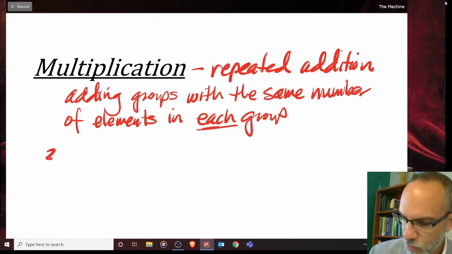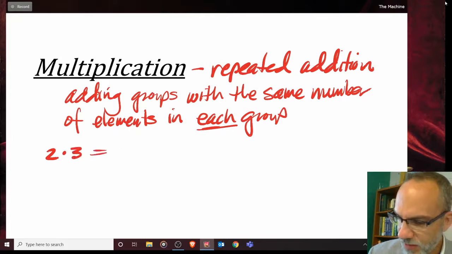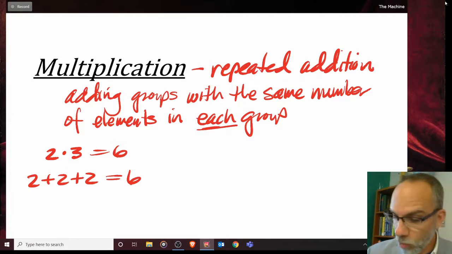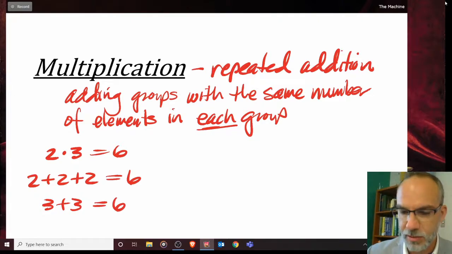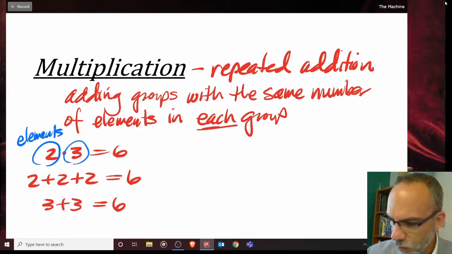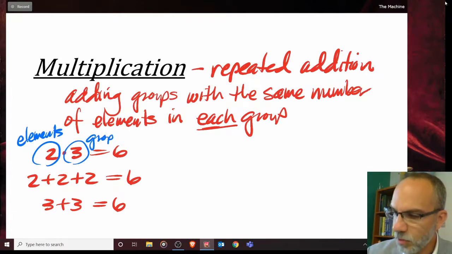So if I said 2 times 3, that's 6. Really what that's saying is that I could go 2 plus 2 plus 2, 6. Okay? I'm adding together 3 groups of 2 with 2 in each. Or you could say it's even 3 plus 3, 2 groups of 3. That's also 6. Okay? So one of the things in the problem, this one is either the number of elements, and the other one is the number of groups. Or vice versa.